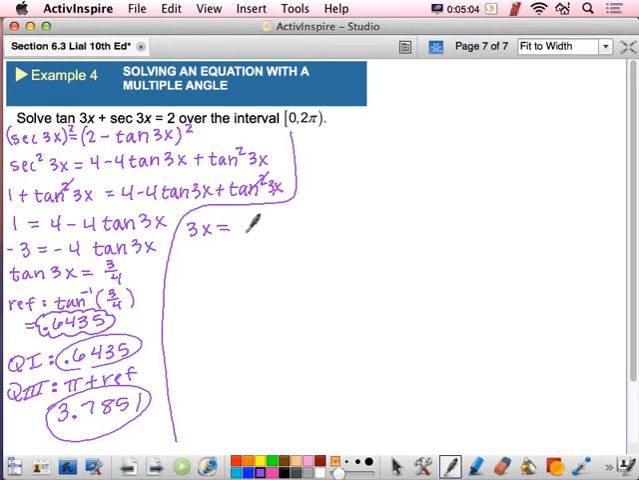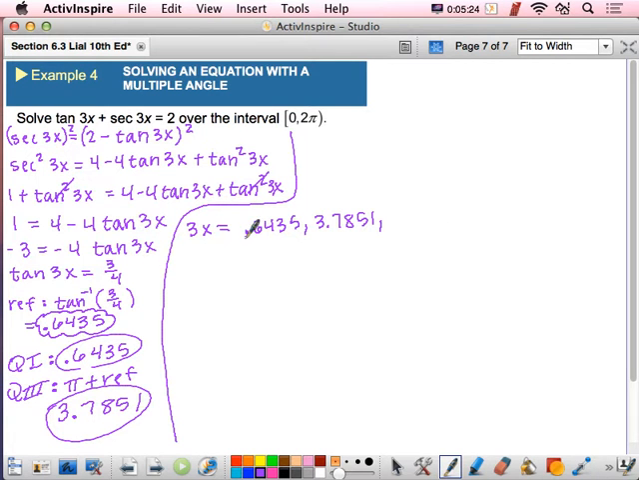That's my first one, 0.6435 and 3.7851. And how do I find a second revolution? What do I add to both of those? Stay with me, guys. I know this is awful. You add 2 pi to both of those, and that will give you your second revolution.